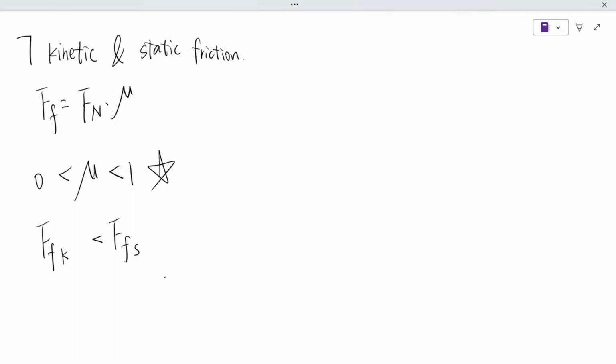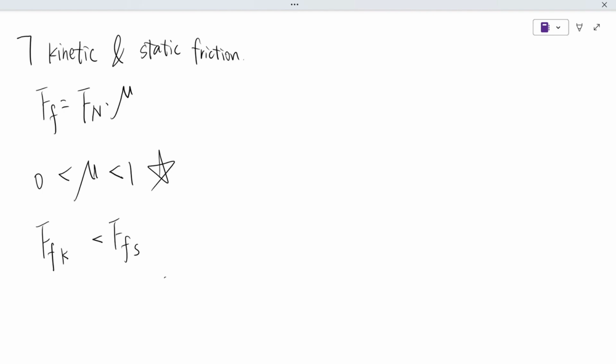Alright, next topic, kinetic and static friction. Both of them are friction, so the equation for calculating the friction force is the same: Ff, the friction force, is equal to the normal force times mu. What is mu? Mu is a coefficient for friction. Mu can be bigger if you're on a rough surface, and smaller if you're on a smooth surface. It depends on the situation. And the range for mu will always be bigger than 0 and smaller than 1, not inclusive.